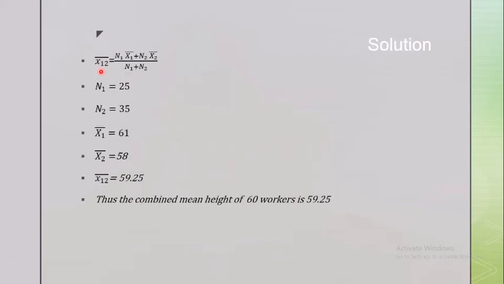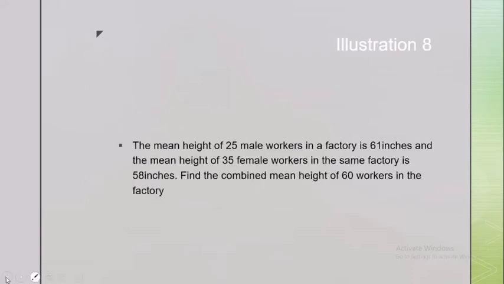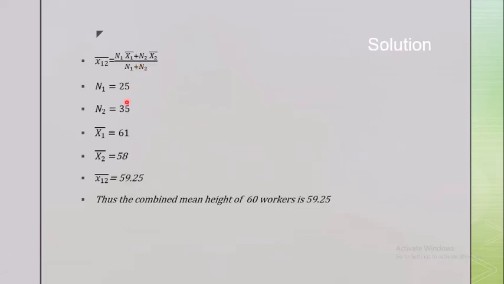Now x12 bar is equal to, you know the formula, you write down the formula. Now what is N1 over here? N1 denotes the number of male workers and N2 denotes the number of female workers. So N1 is equal to 25, N2 is equal to 35. X1 bar is the mean height of male workers, that is 61, and x2 bar is the mean height of female workers, that is 58.